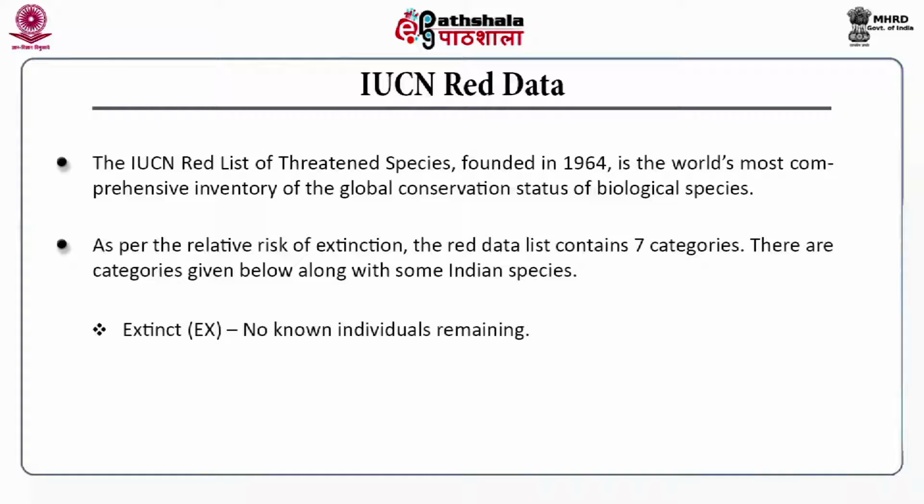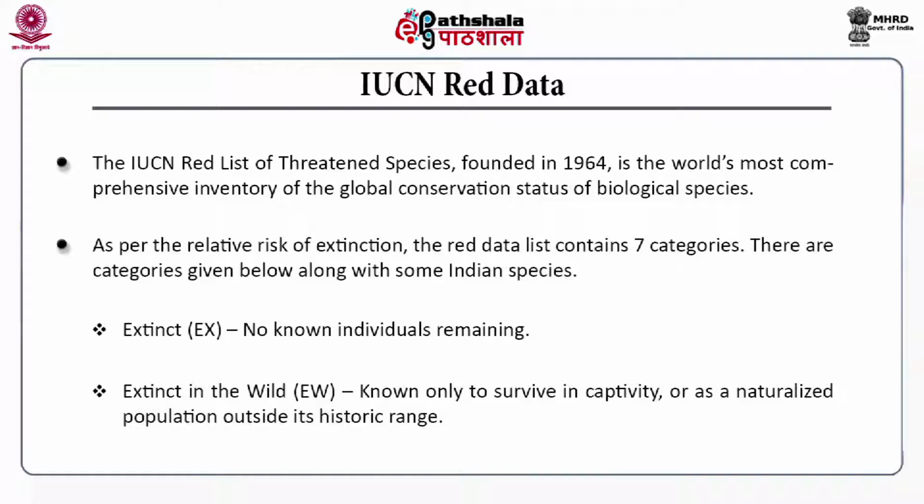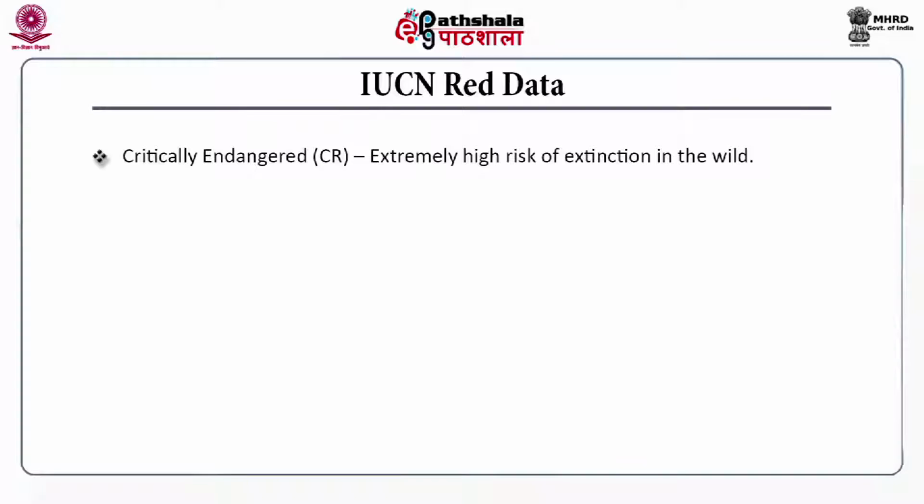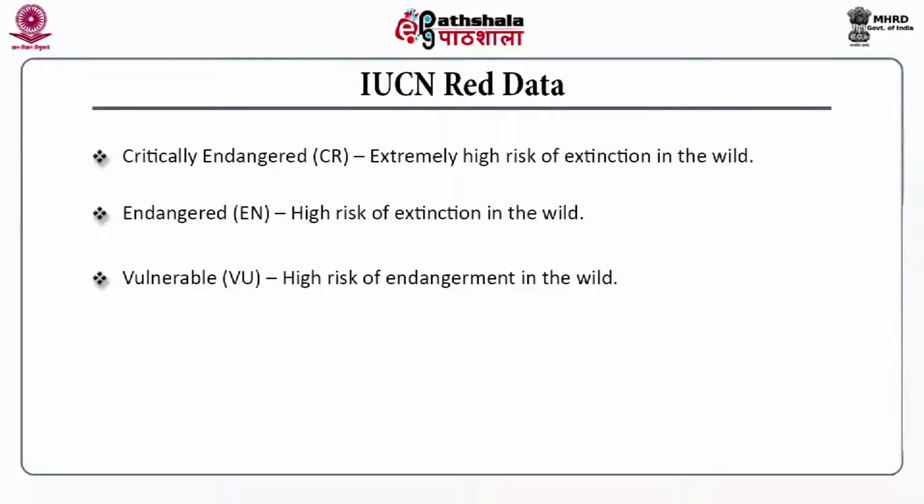Now, these categories are: first is extinct, that is no known individuals are remaining. Second is extinct in the wild. They are known only to survive in captivity or as a naturalized population outside their historic range. Third is critically endangered. These are at extremely high risk of extinction in the wild. Then comes endangered, high risk of extinction in the wild. Then comes vulnerable. These are having high risk of endangerment in the wild.